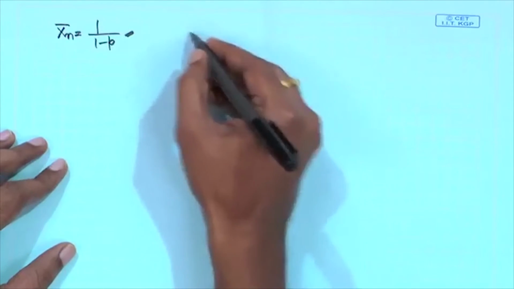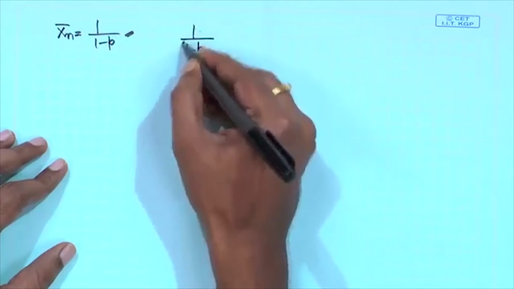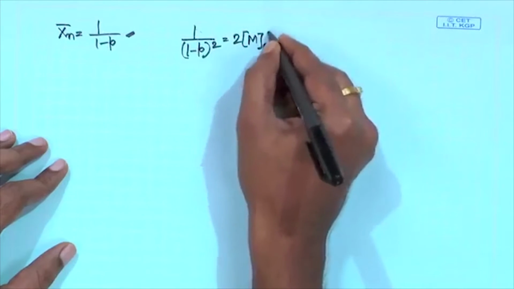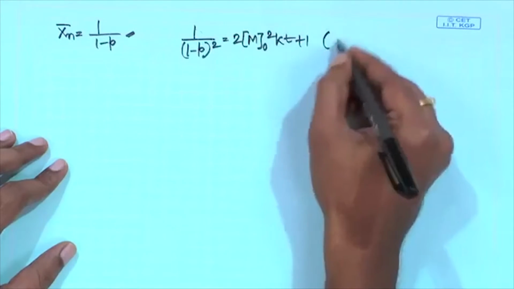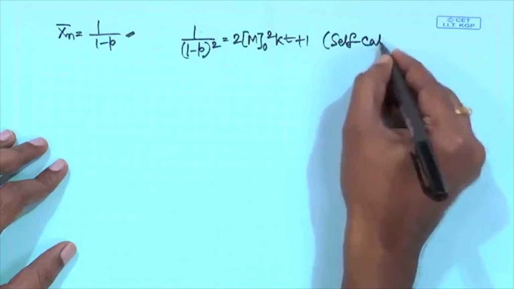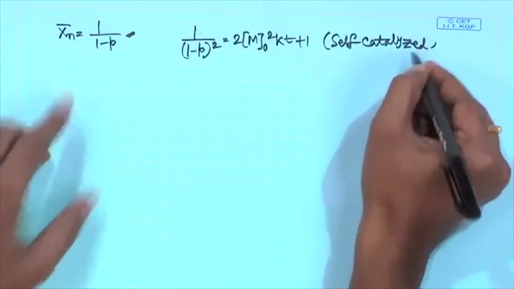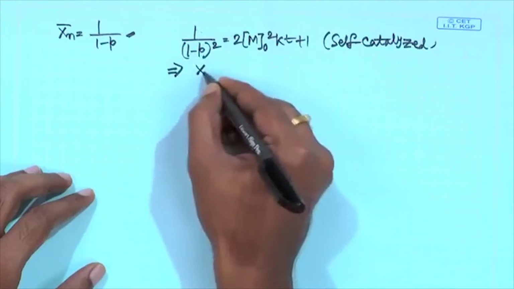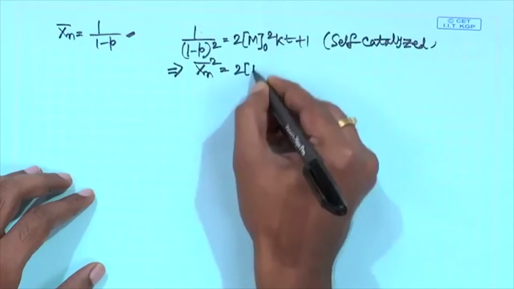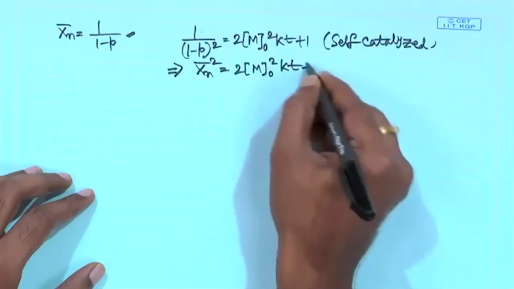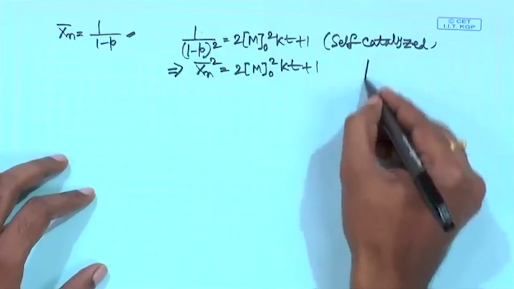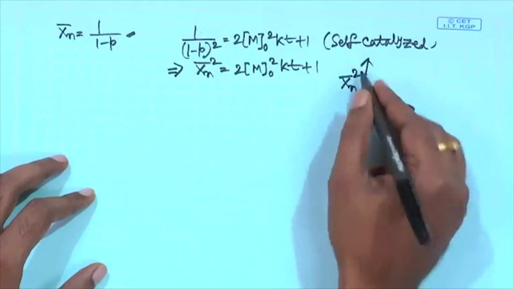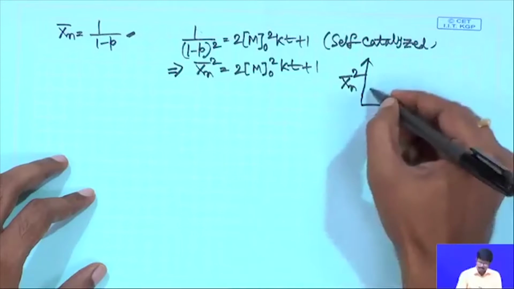Now, if we go back to the expression that we had got, 1 divided by 1 minus p square equals 2 m 0 square kT plus 1, that is for self catalyzed reactions. And if we use this expression here, then xn bar square equals 2 m 0 square kT plus 1. Which means that the square of the number average degree of polymerization varies with T linearly.